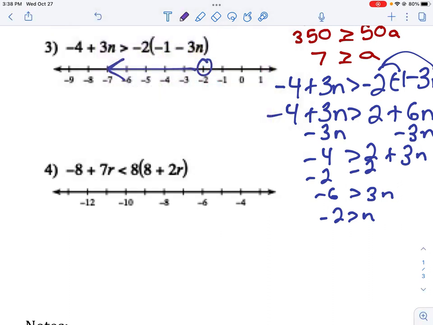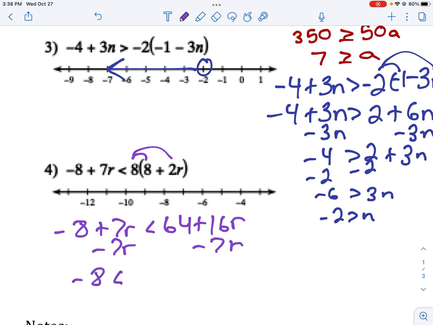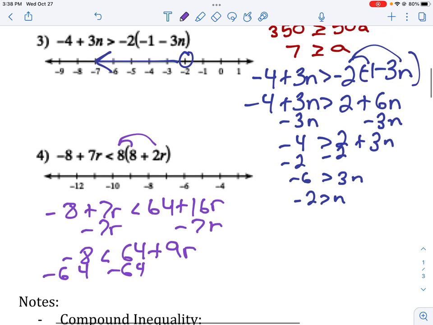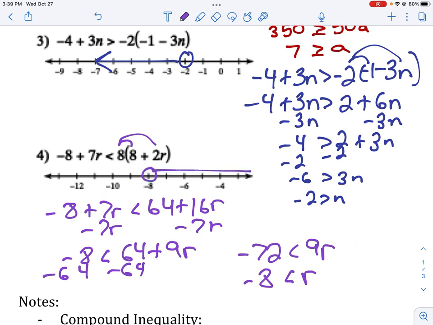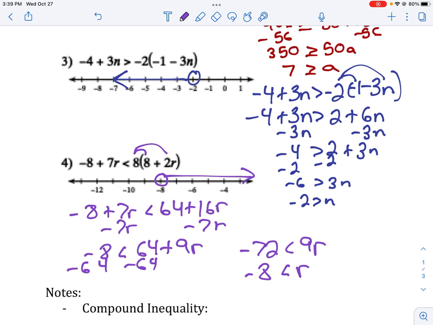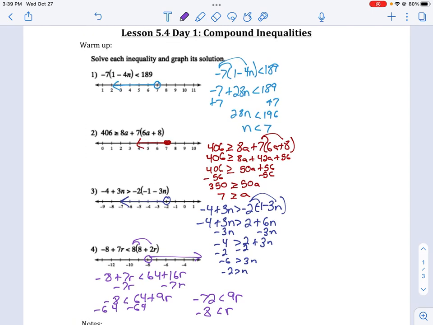And number 4, just do it down here. I distributed and just kind of skip that step there. And I'm going to subtract the 7r first. -8 is less than, yep, so it goes that way. Okay, so there is our warm-up. Make sure you guys understand this, because obviously as we go, it gets more and more complicated, as you remember probably with equations, and compound is going to be different.